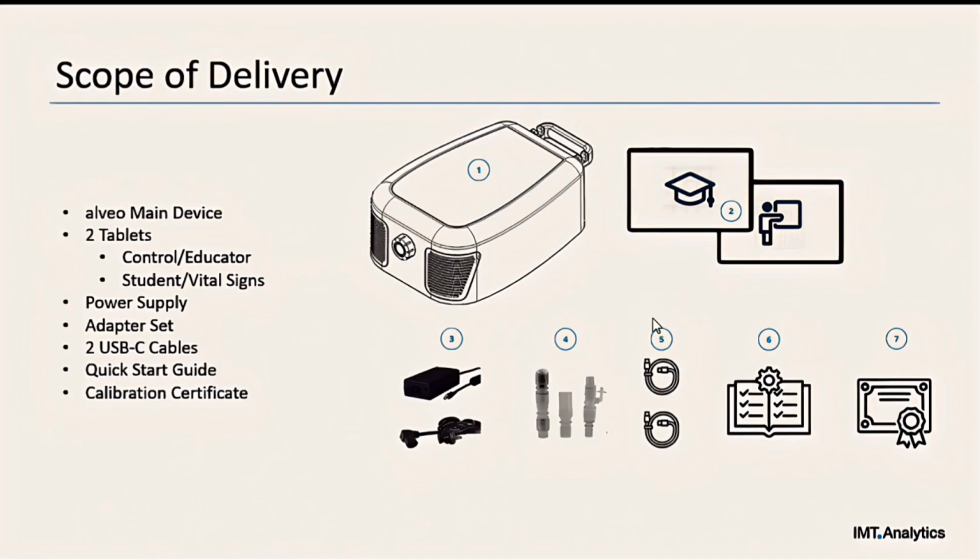This is the scope of delivery. So you have the main unit, you have the two tablets. One is called the educator or the control tablet. The second one is the student or vital signs tablet. And then you have the power supply, you have a bag of adapters, depending on what you want to connect with alveo. Then you get the two USB cables, you get a quick start guide, which also leads to the IFU, and you also get an ISO 17025 calibration certificate when alveo is delivered.